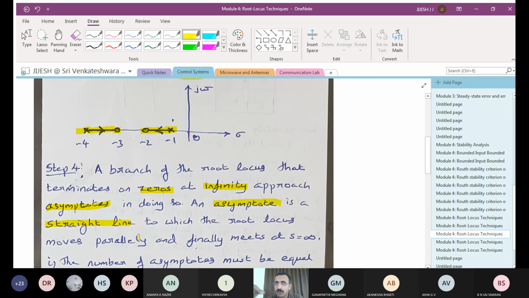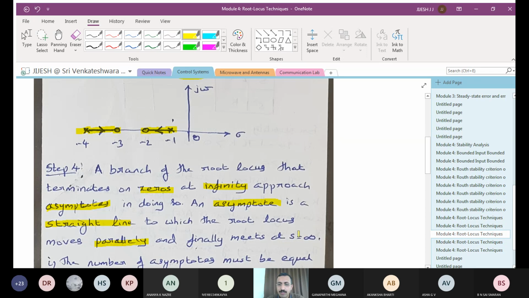We are going to put dotted lines there, and when you start plotting the root locus, you just have to go parallel to the asymptote. Later we will see at which angle the asymptotes are available. An asymptote is a straight line, so you'll be drawing straight lines, no curved lines, to which the root locus moves parallelly and finally meets at s equal to infinity.